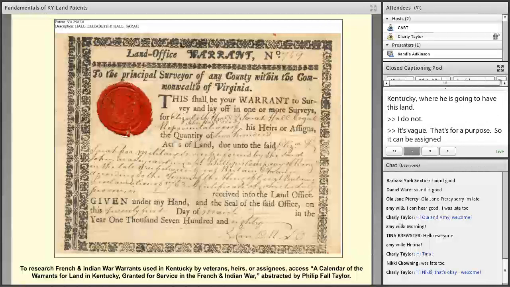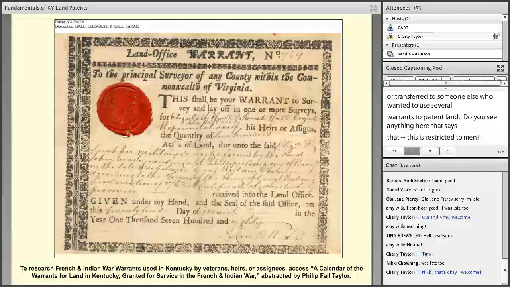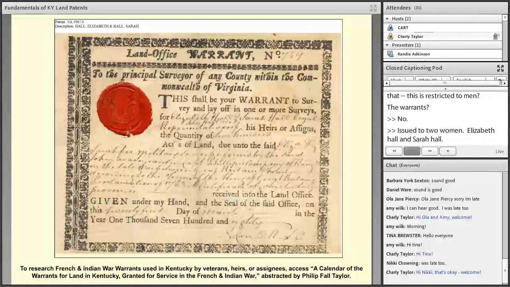Do you see anything here that says this is restricted to men, warrants? No. Issued to two women. Mm-hmm. Right. Elizabeth Hall and Sarah Hall, legal representatives of John. All right. He is deceased, according to this warrant. He is deceased before March 21st, 1780.